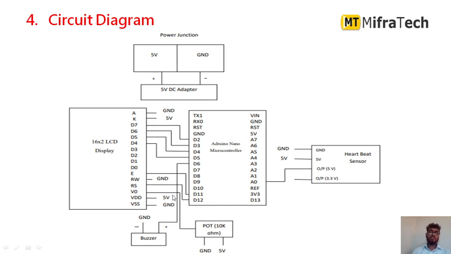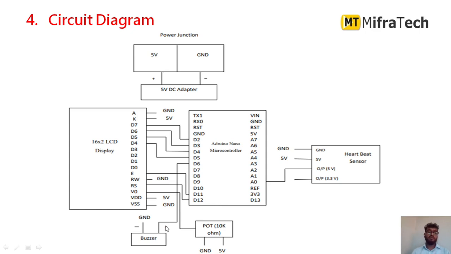Next we have VDD, in order to provide a power supply for this display. So VDD I have connected to 5 volts of power junction. Next we have VSS. VSS is connected to ground pin of the power junction. So these are the required connections in order to interface this 16x2 LCD display to this Arduino Nano microcontroller.